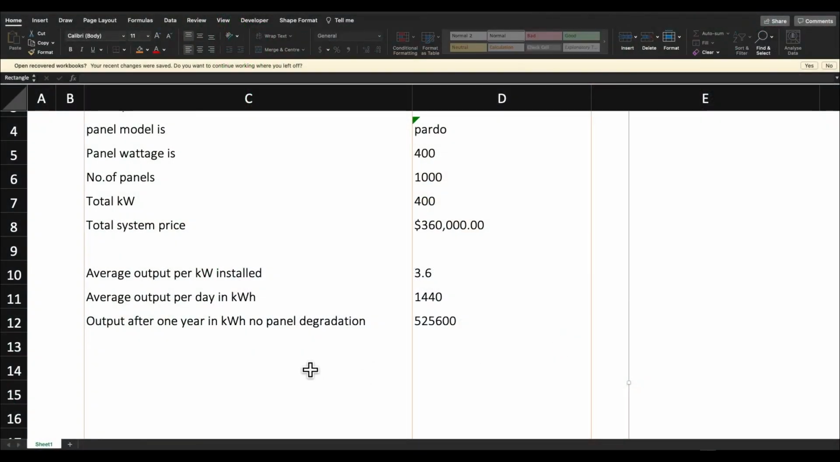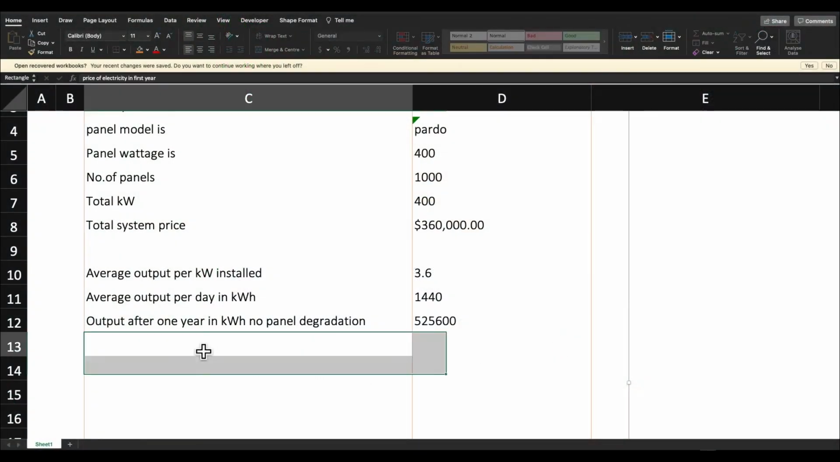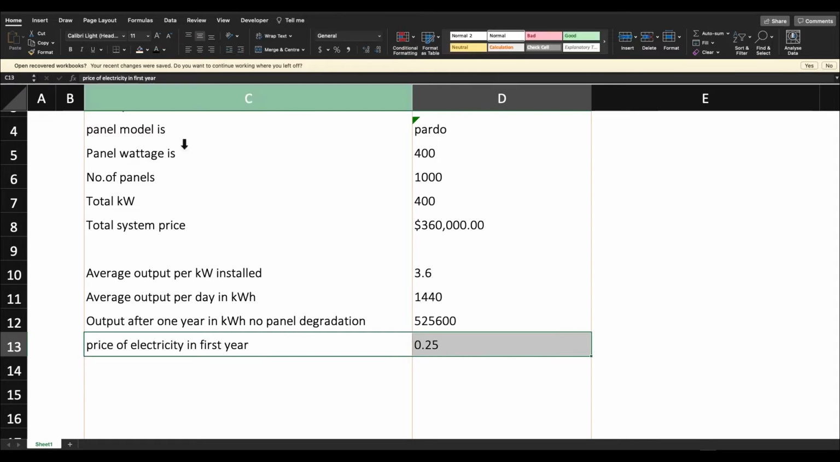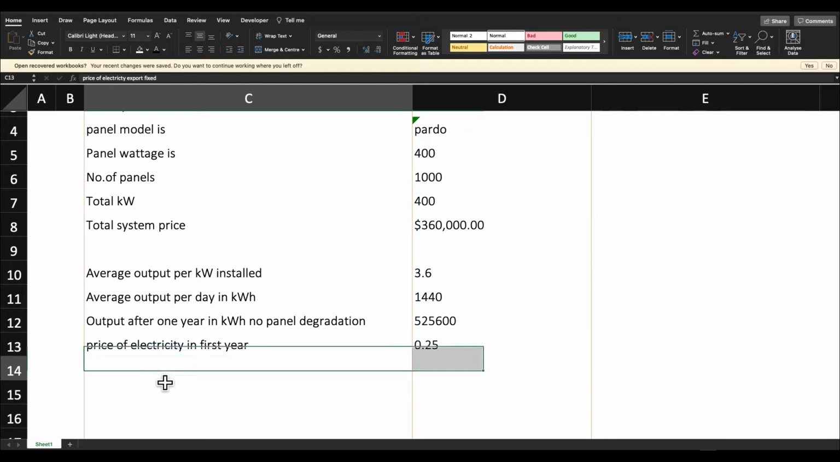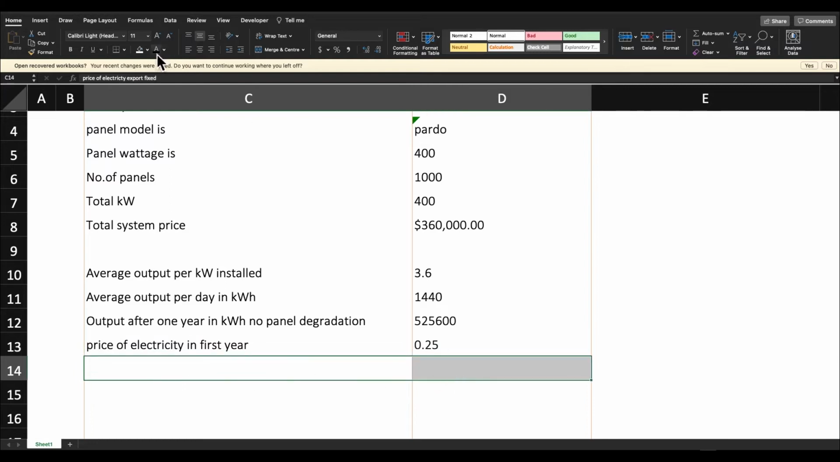Now we need to look at the price of electricity in the first year. Now that's a user input. Now we have to look at the price of electricity exported. Now this will obviously in reality go down to zero very soon in Australia, probably in the next 5 or 6 years, but I fixed it at $0.6 per kilowatt hour that goes out to the grid.